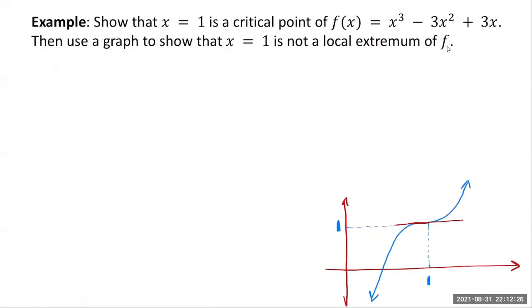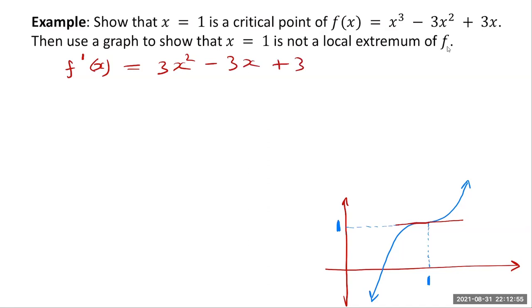Here is the counterexample that I want to show you. First of all, this example asks us to show that x is equal to 1 is a critical point of this function. Okay. So let's show that. To show that x is equal to c is a critical point, I'm going to find the derivative of the function first. f of x is equal to 3x squared minus 3x plus 3.